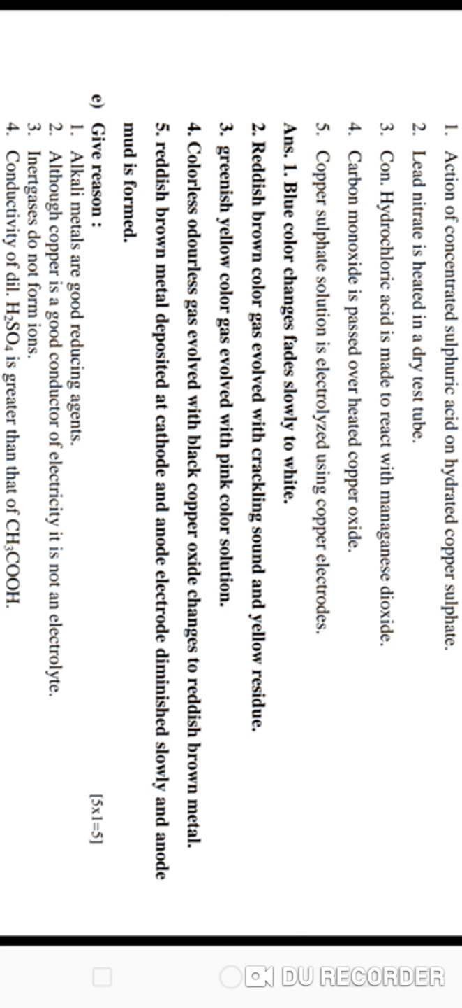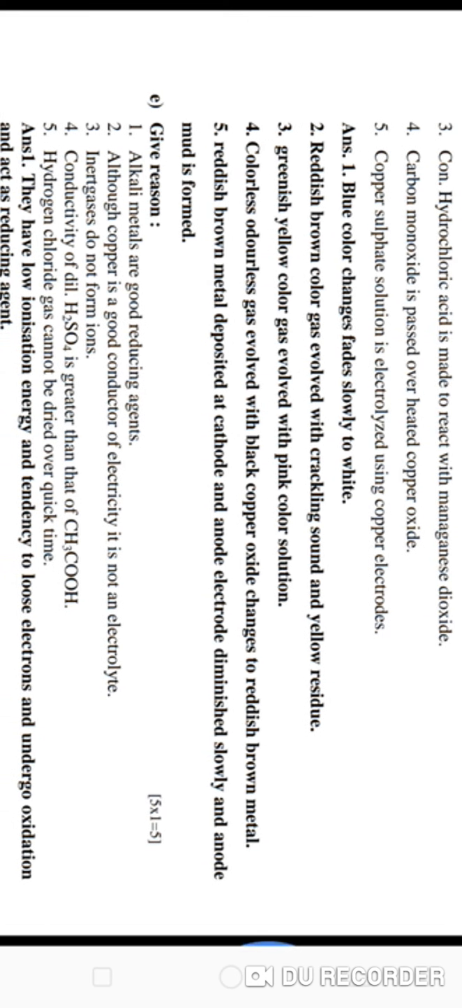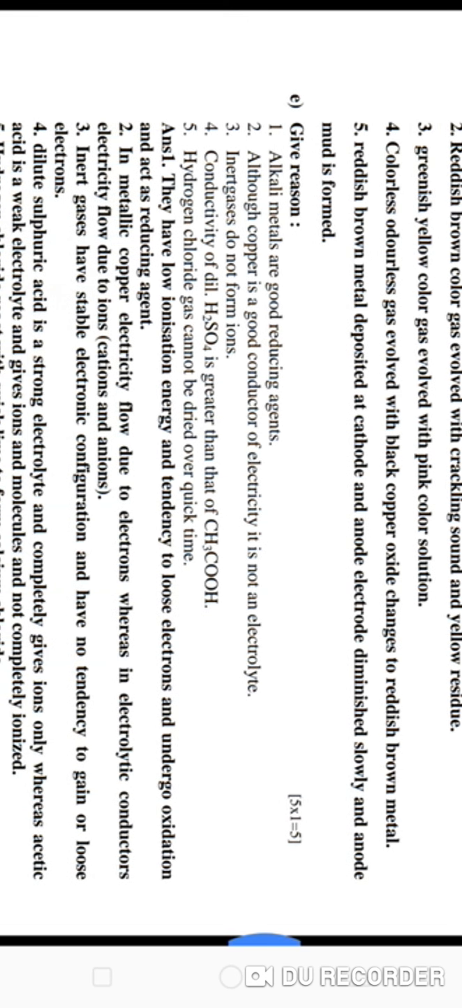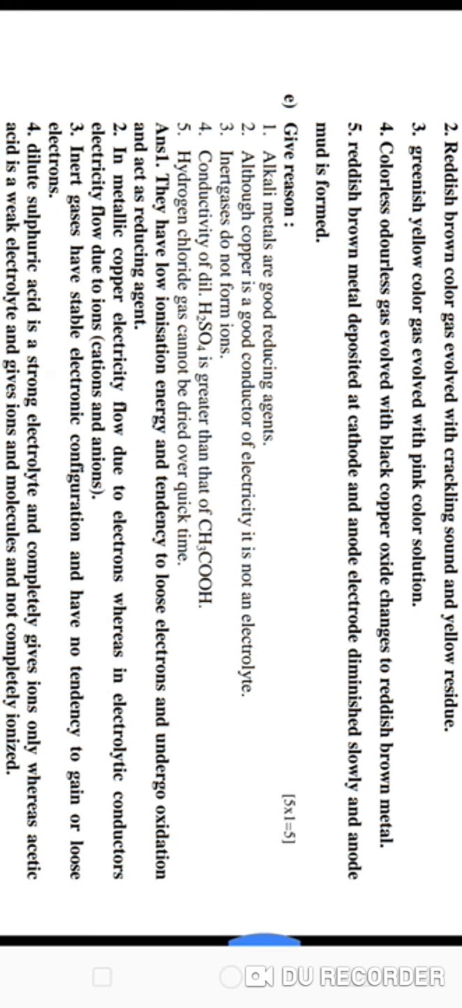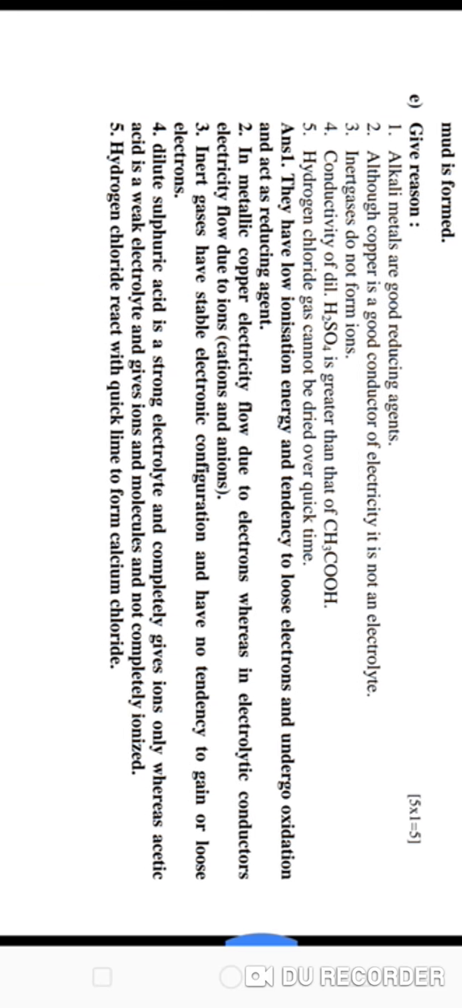Next is manganese dioxide with concentrated HCl, which gives greenish yellow gas with pink solution. Carbon monoxide is passed over heated copper oxide, which gives colorless odorless gas, and black copper oxide changes to reddish brown metal. And the last question: copper sulfate is electrolyzed using copper electrodes. Reddish brown metal is deposited at cathode, anode diminishes, and anode mud is formed.